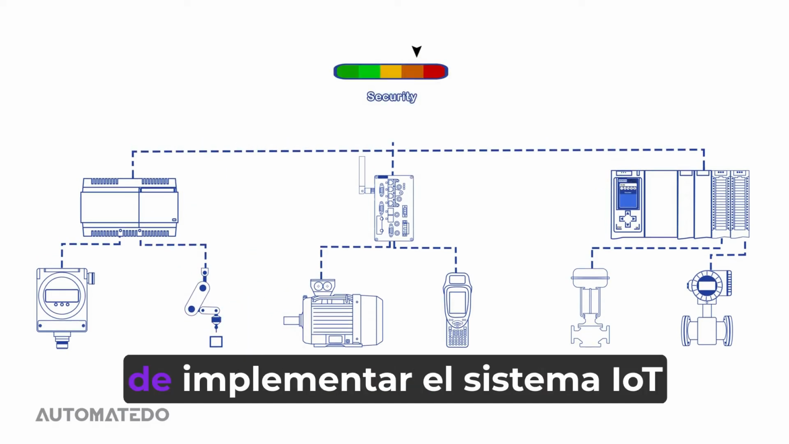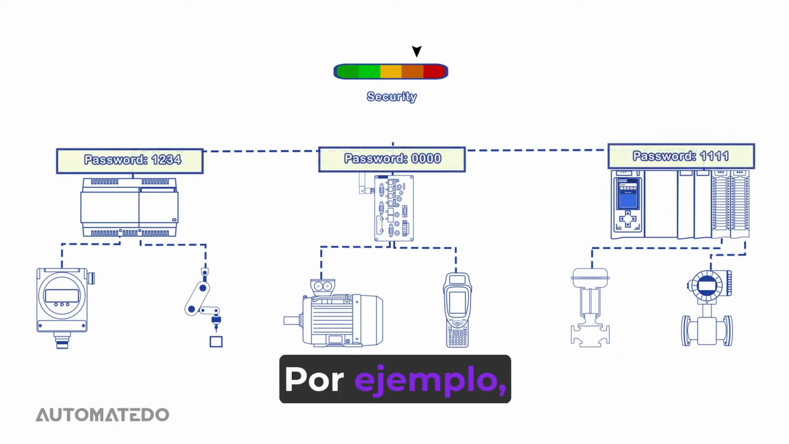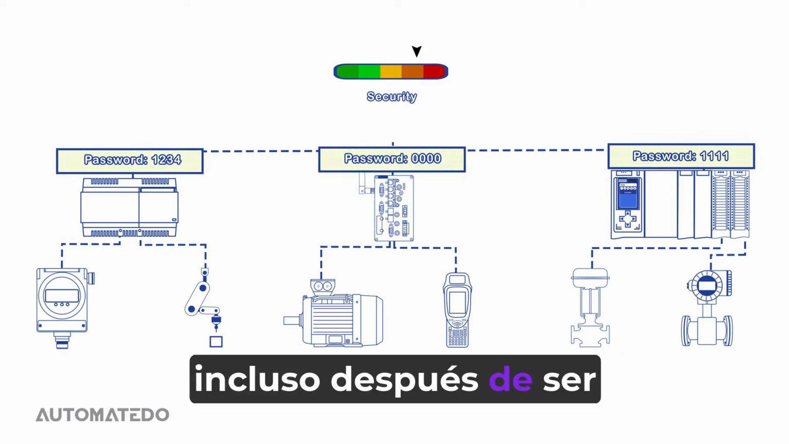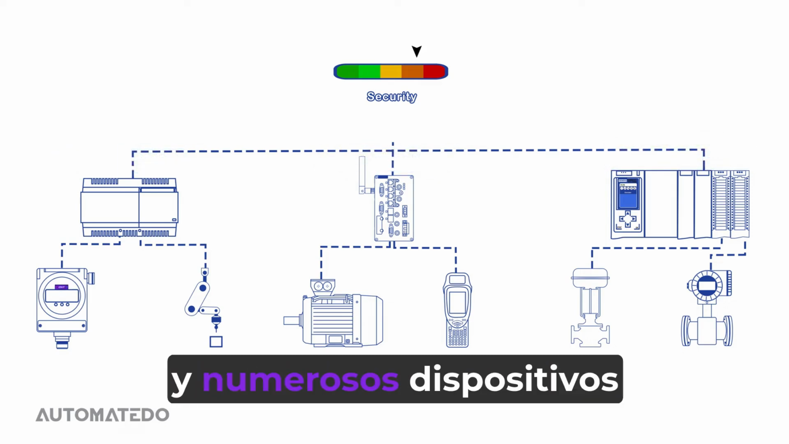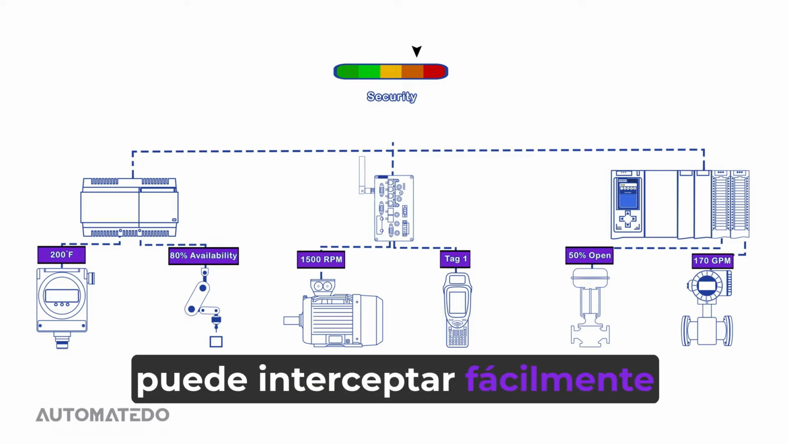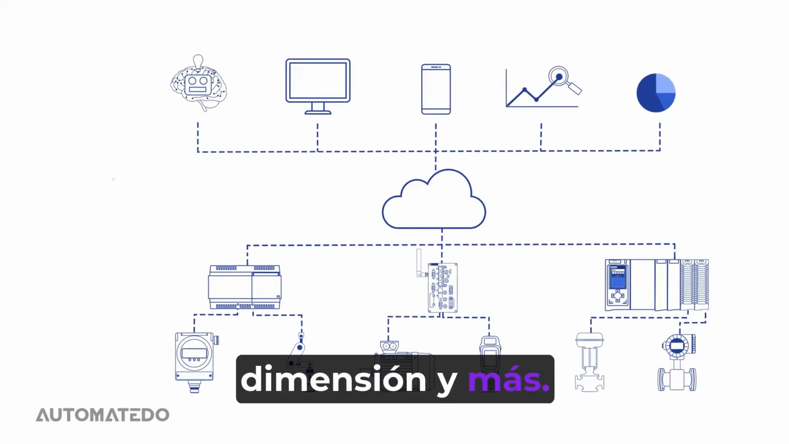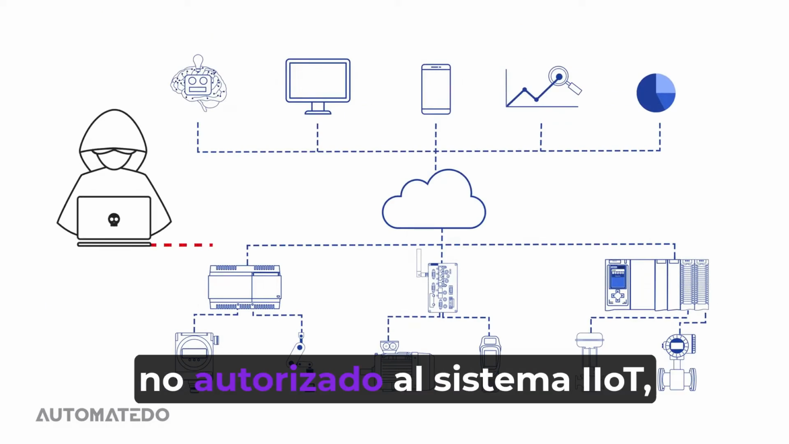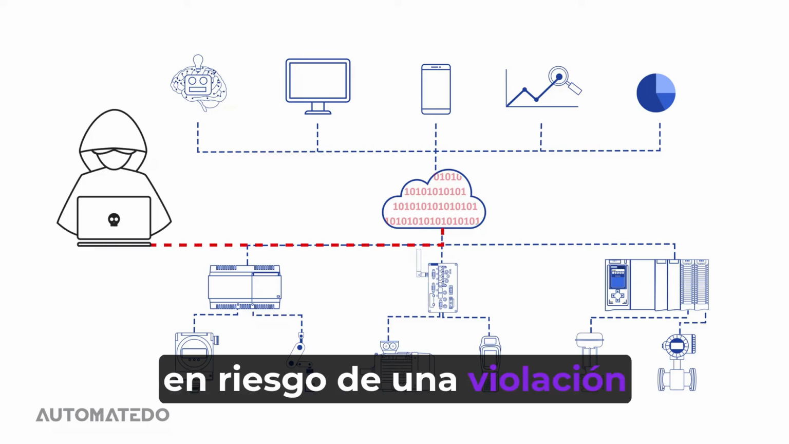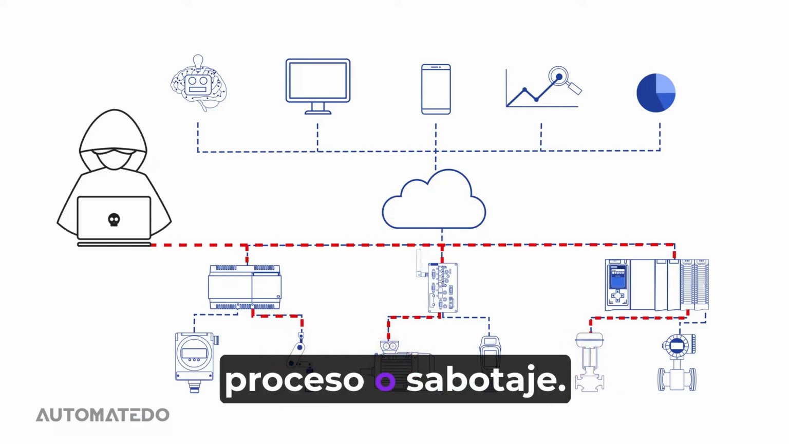And the top potential risk of implementing the IoT system is the security issue. For example, it's rather usual for IoT devices to retain their default passwords even after being installed in the factory. And numerous IoT devices send data in plain text that a hacker can easily intercept to know what's happening. Due to the mentioned issues and more, a hacker can gain unauthorized access to the IoT system, not only putting the company at risk of a significant breach, but launching an attack to cause process disruption or sabotage.